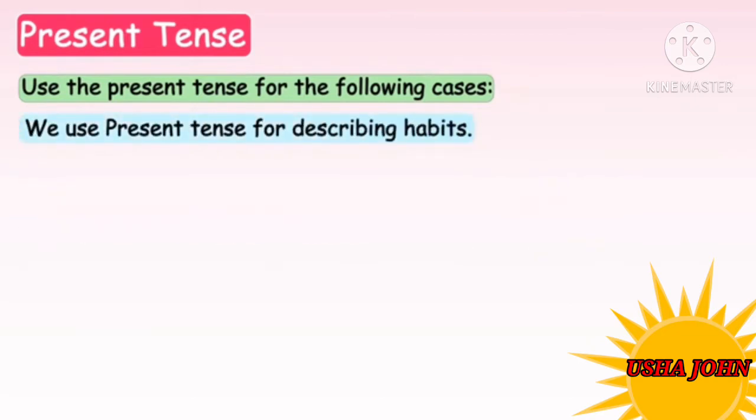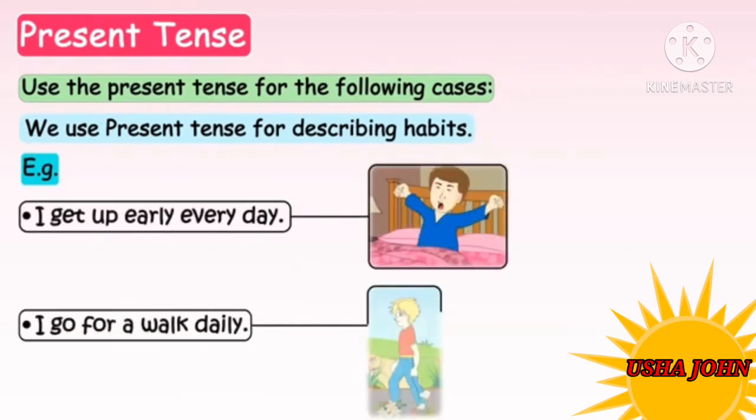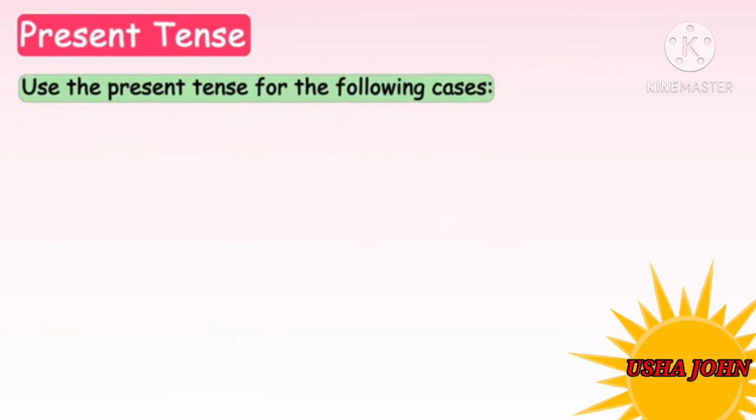We use present tense for describing habits. I get up early every day. I go for a walk daily.